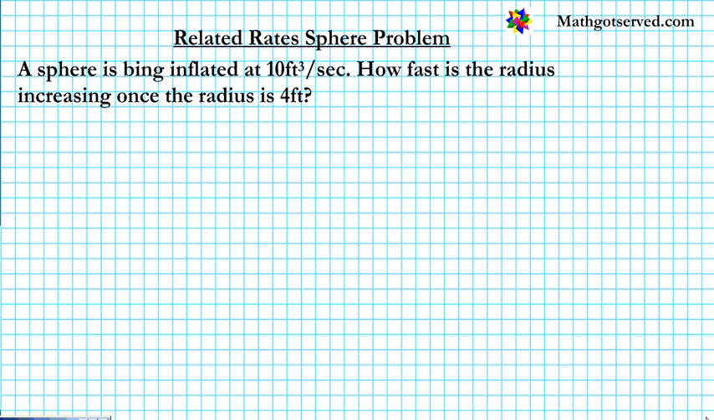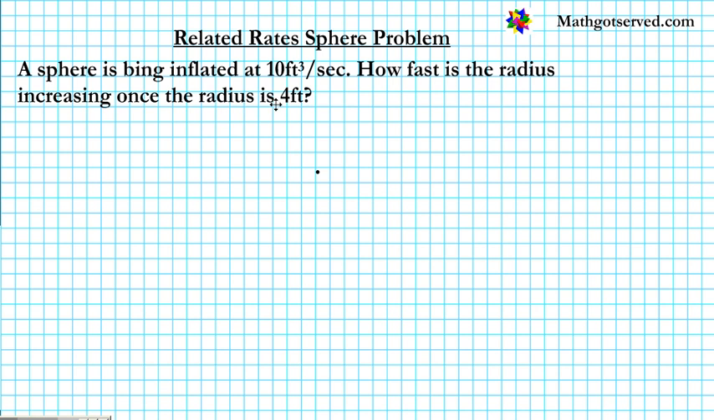We're going to be focusing on spheres this time. So let's consider the problem. It says a sphere is being inflated at 10 feet cubed per second. How fast is the radius increasing once the radius is 4 feet? So let's see if we can identify some components here.